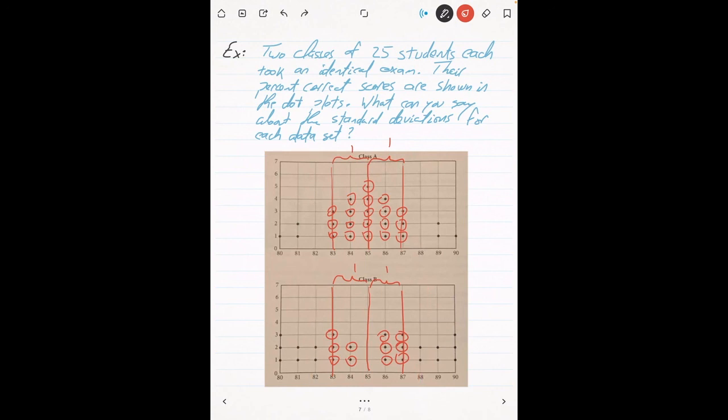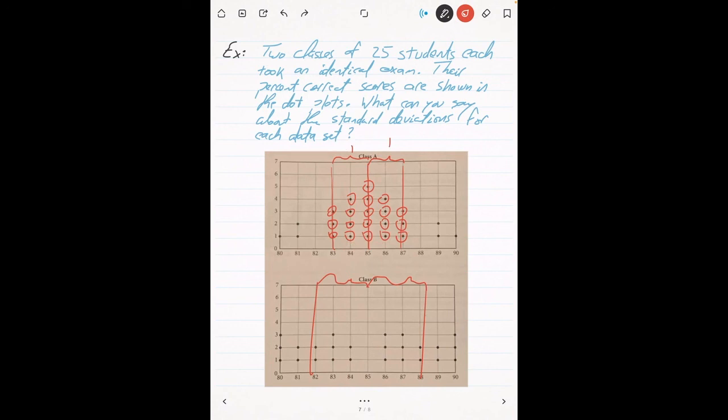So, I hope you're seeing that Class A's standard deviation is smaller than Class B's. The standard deviation for Class A, we could say it's a relatively smaller value, while for Class B, I need to go farther out. We need to take on more of the spread to get over half of the data than you would for Class A.